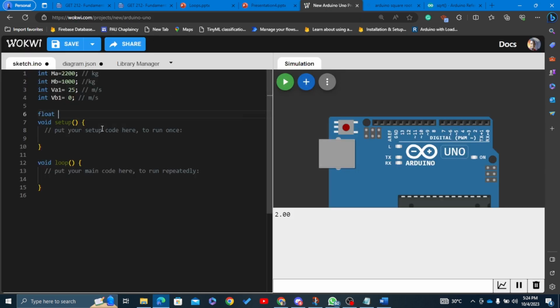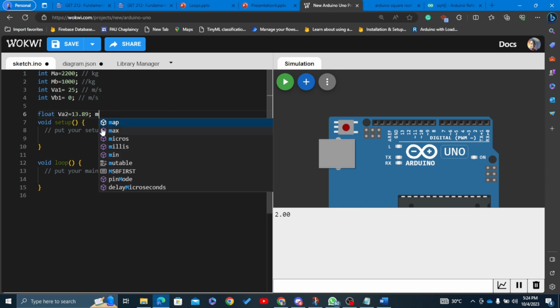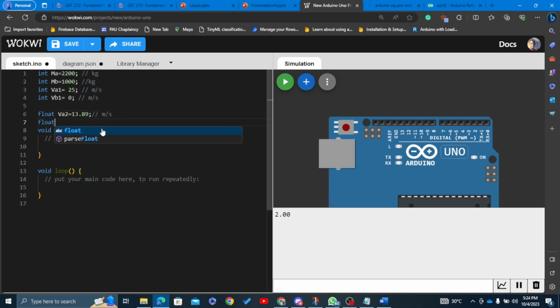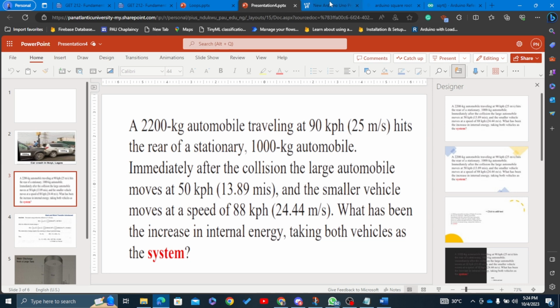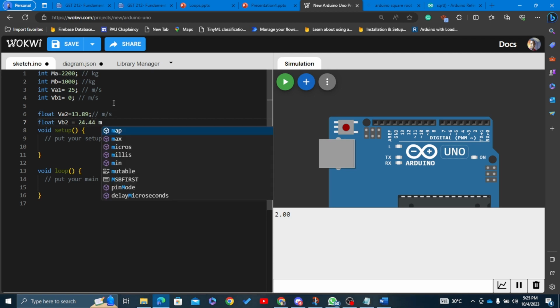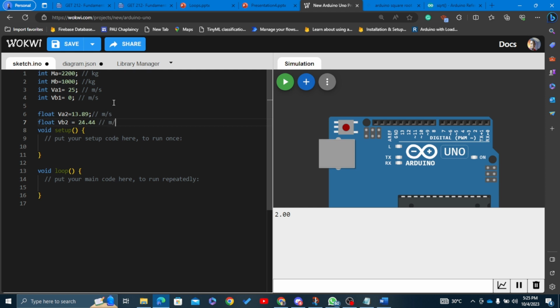So that is a decimal value. So do float VA2 equals 13.89, meter per second. Then float VB2, the velocity of the second vehicle, 24.44. And that makes sense since it's smaller. It probably moves faster when the first car hit it. Okay, let's comment meter per second.